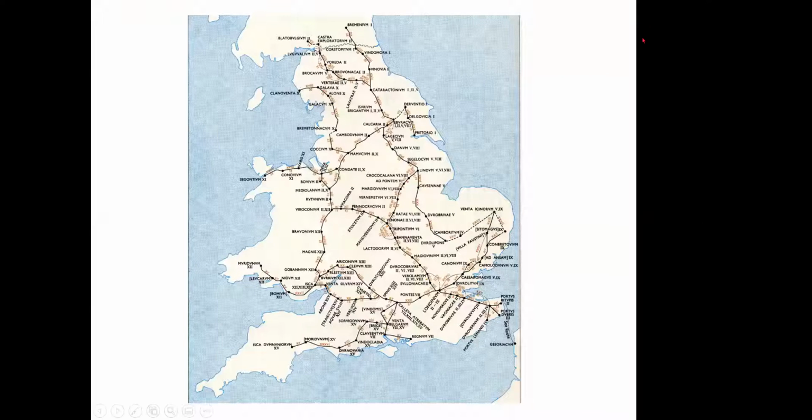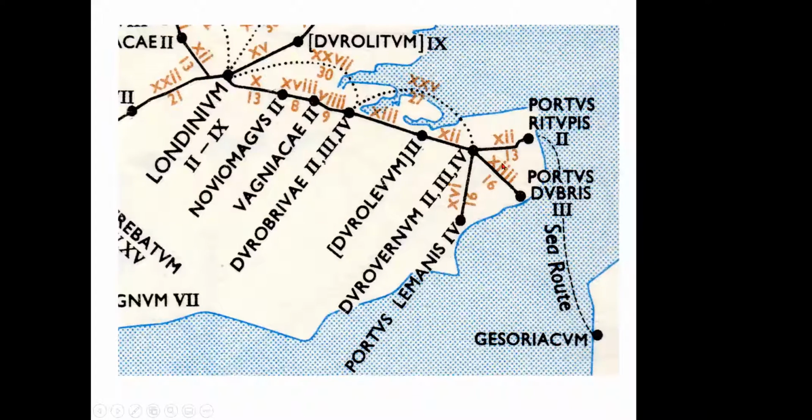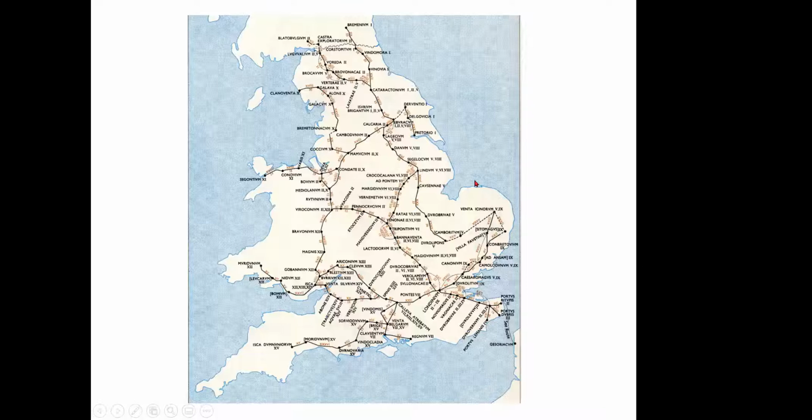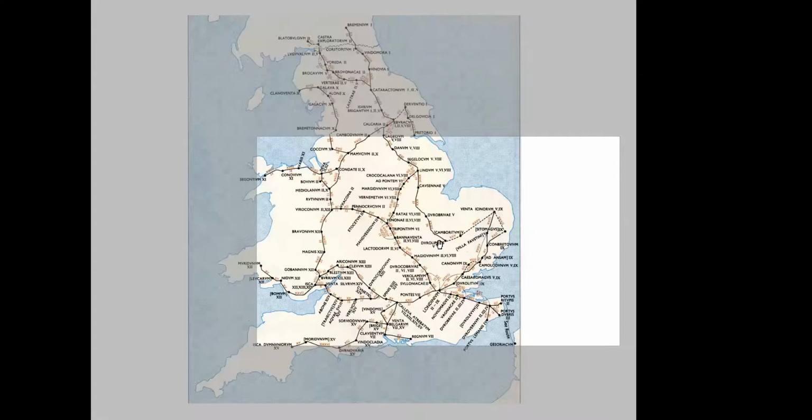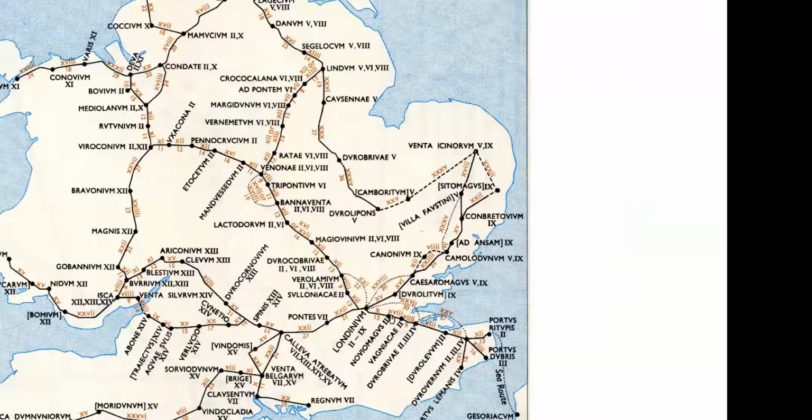Here's the whole of England with the Antonine Way plotted onto the image of England. And here we can see the route with numbers. I'll just try and get that a bit bigger, actually. Sorry, I'm losing control of the technology here. Right, so here we can see the roadways with numbers alongside them.